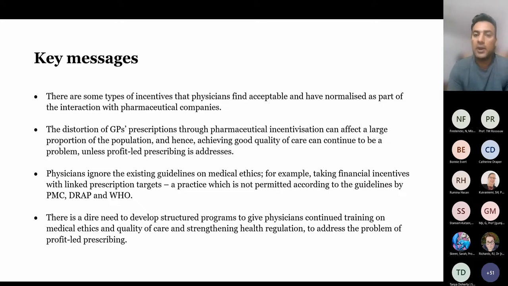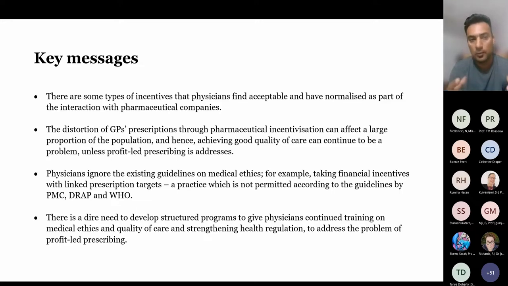And I think the practice of incentive-driven prescribing implies that the distortion of GPs' prescriptions can affect a large proportion of the population, and hence achieving good quality of care can continue to be a problem unless profit-led prescribing is addressed. And I think this goal could be achieved through providing continued formal education on medical ethics and quality of care, and certainly strengthening health regulation.